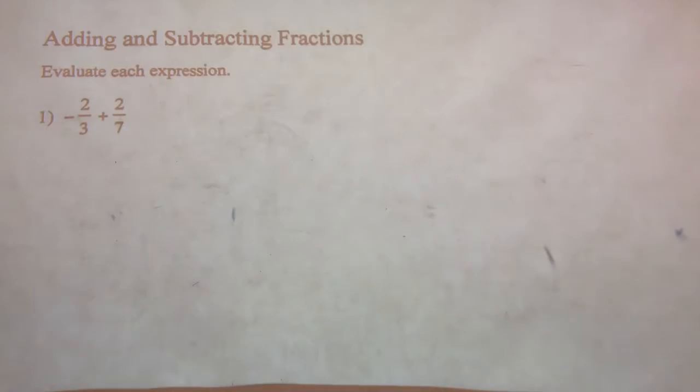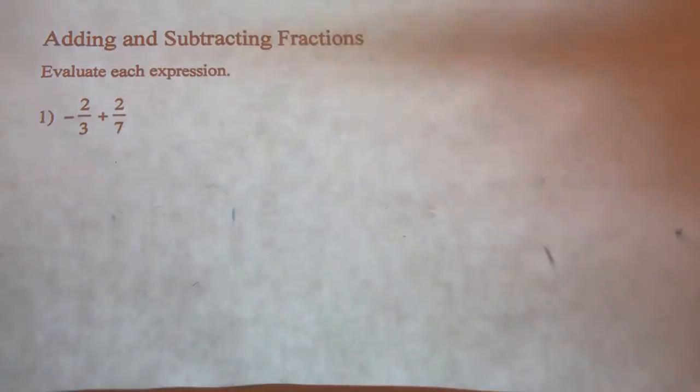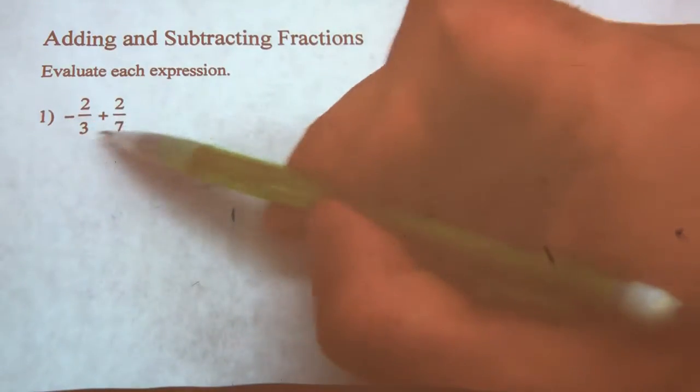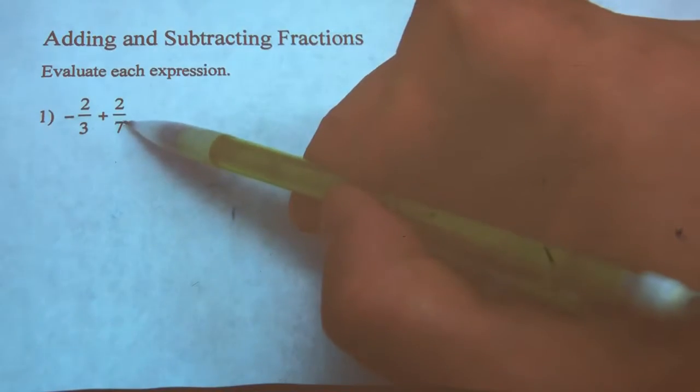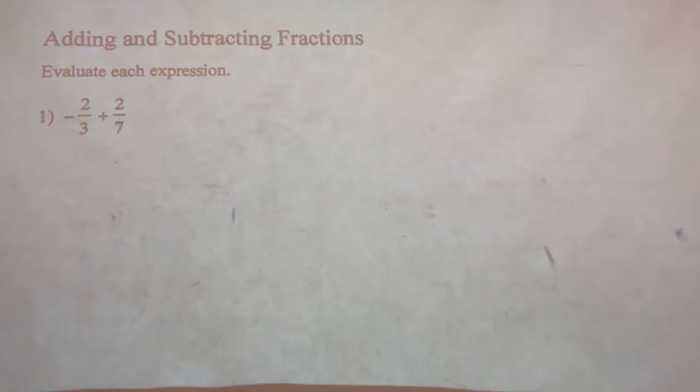The first thing when we're adding and subtracting fractions is we can only add or subtract them if they have the same denominator, or common denominators. We can see here that they don't. This has a denominator of 3, this has a denominator of 7. So we can't add these numbers as they are now. We have to convert them to fractions that have common denominators.